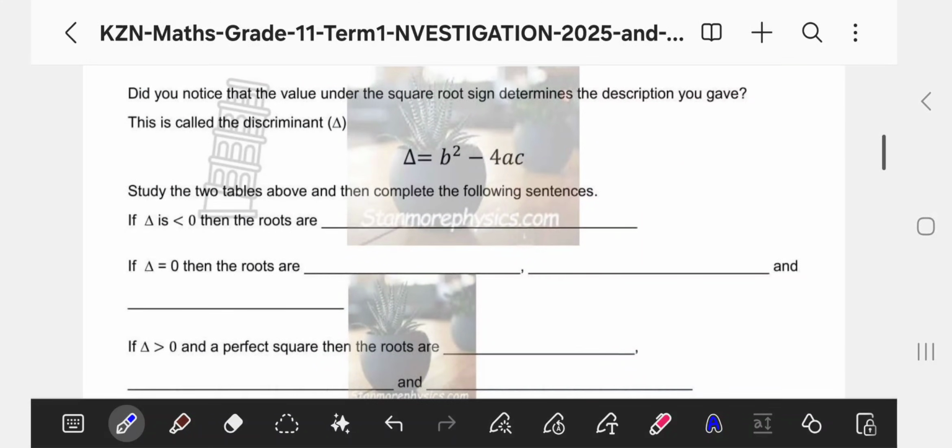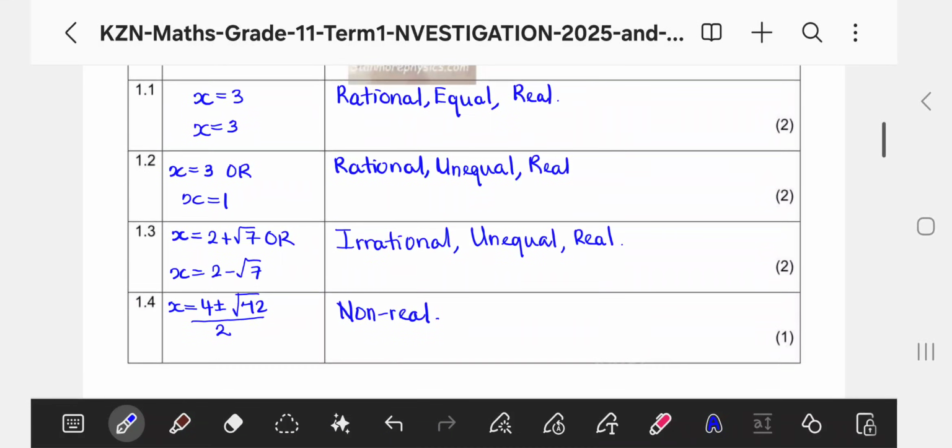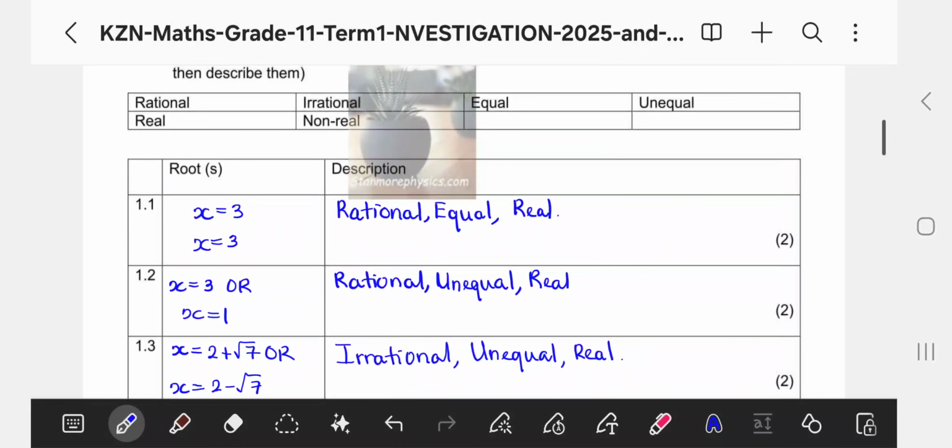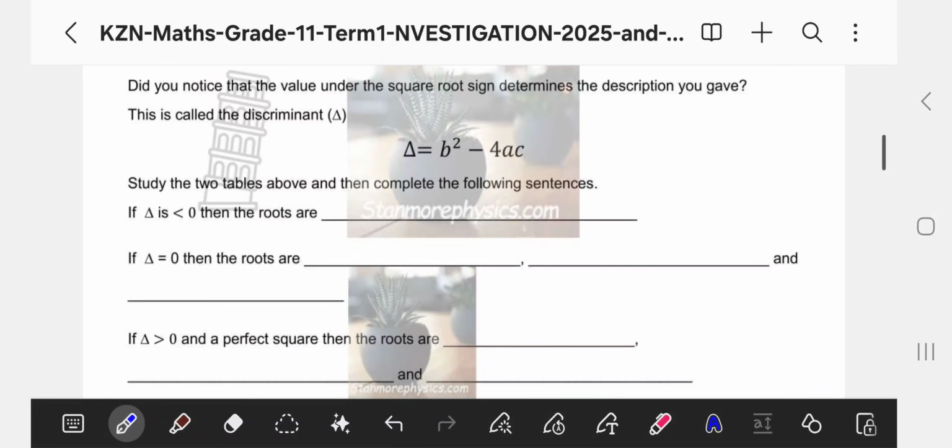It says, did you notice that the value under the square root sign determines the description you gave? This is called the discriminant, and that is true. If you guys have already covered nature of roots, you would be very familiar with the discriminant. It allows us to determine the type of roots that we have. And what I mean by type is all of this that we have just done. We have examined the roots and we were able to say whether they are rational or irrational, equal or unequal, real or non-real. So it says, study the two tables above and then complete the following sentences.